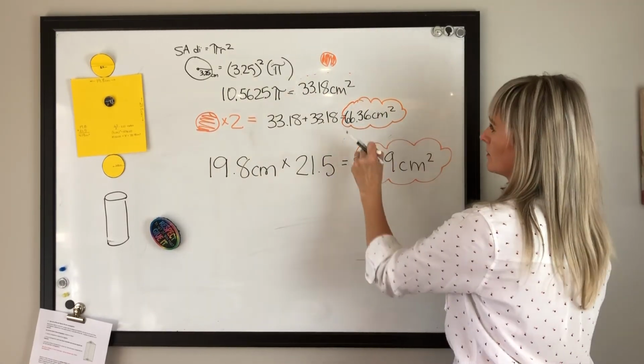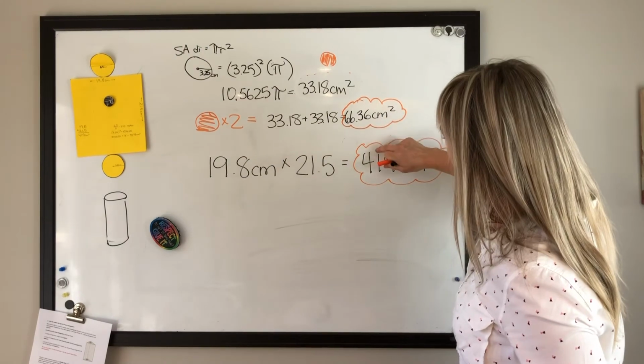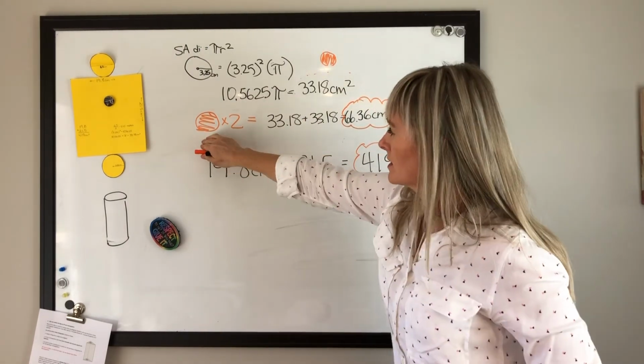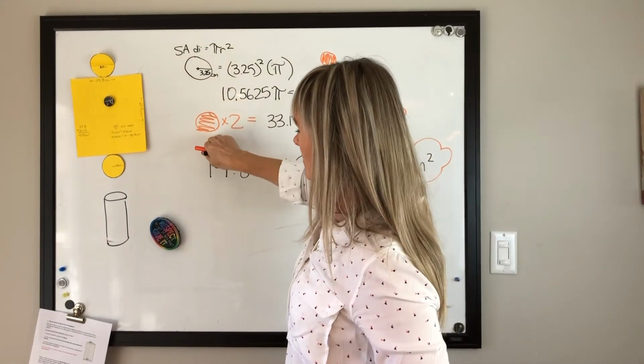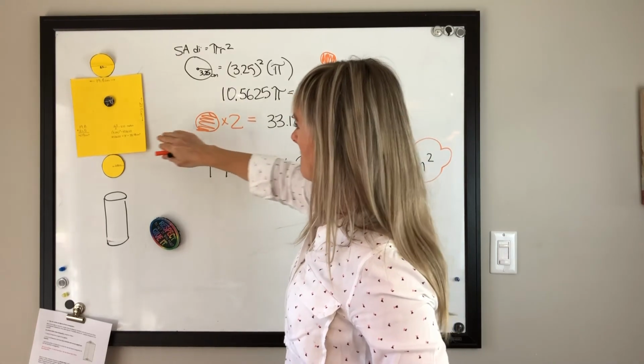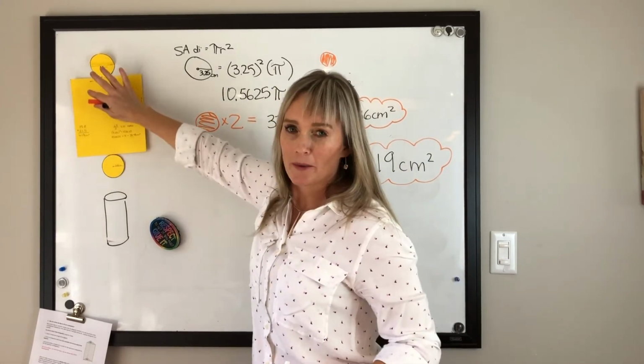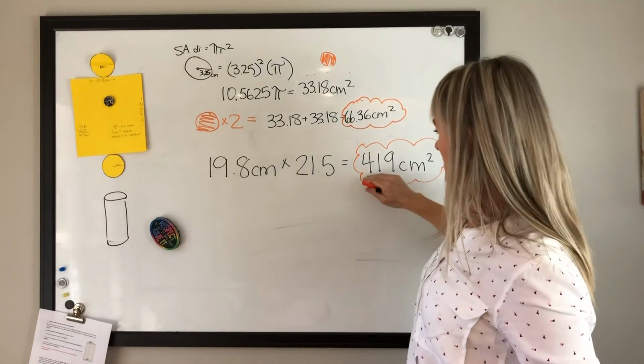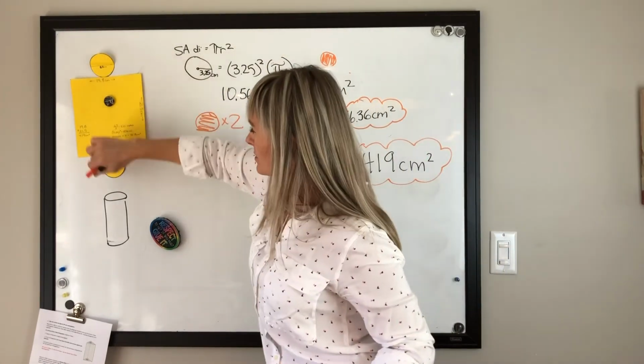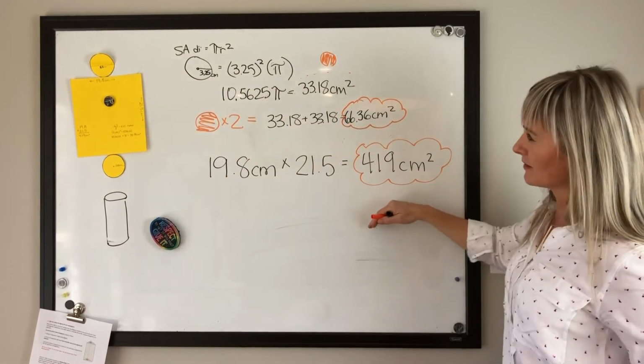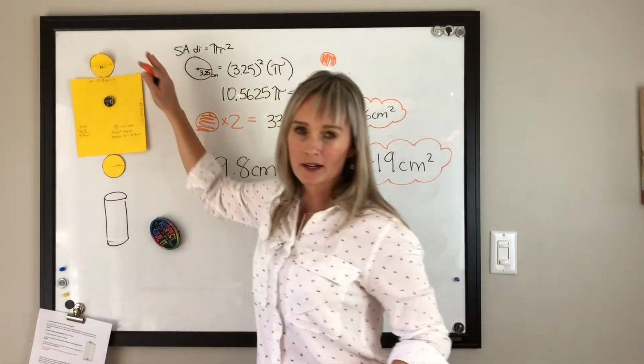And that is what we will add to this guy to get our 2 circles, the surface area of those discs, plus the surface area of the entire wrap. And when you take that surface area plus these 2 surface areas and you add them together, you get the surface area of your entire cylinder.